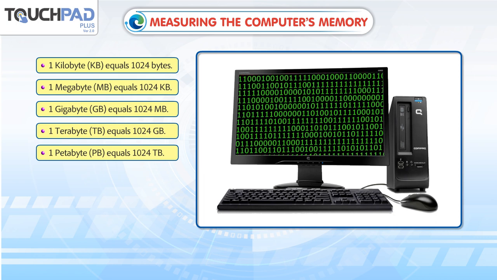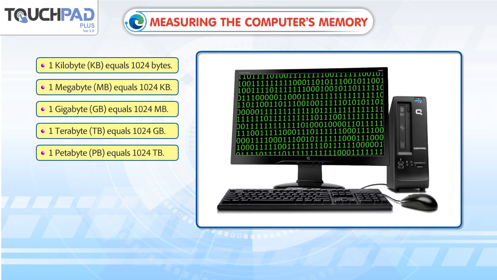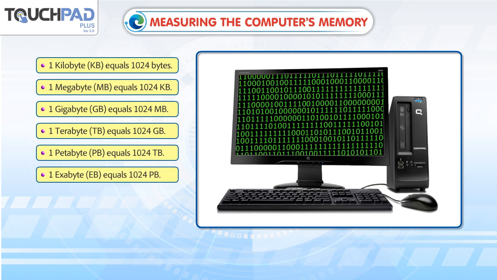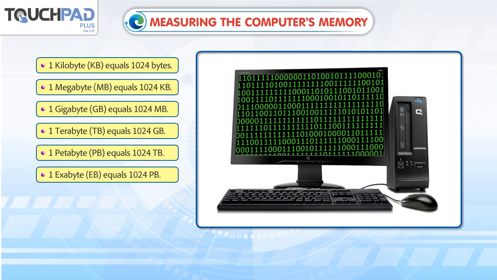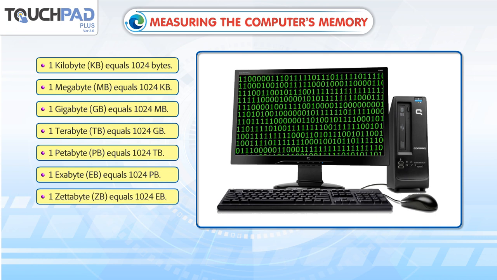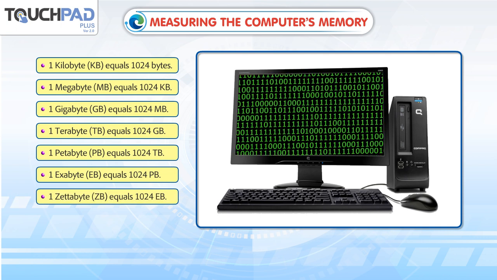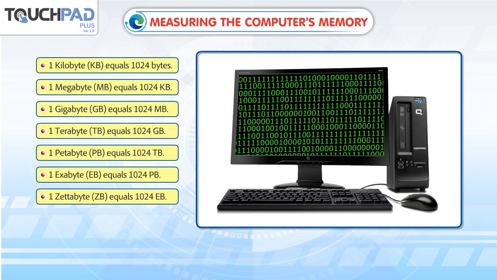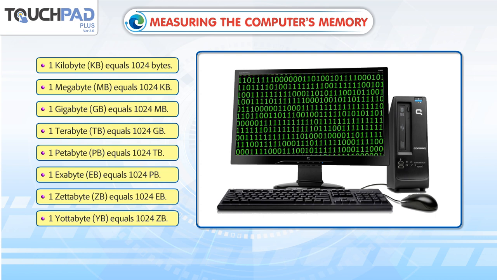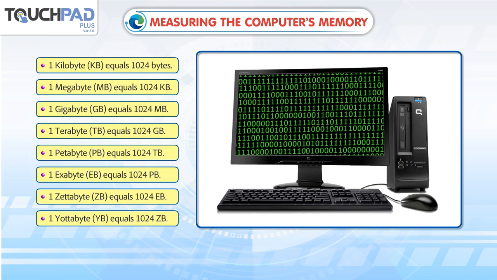1 petabyte PB equals 1024 TB. 1 exabyte EB equals 1024 PB. 1 zettabyte ZB equals 1024 EB. 1 yottabyte YB equals 1024 ZB.